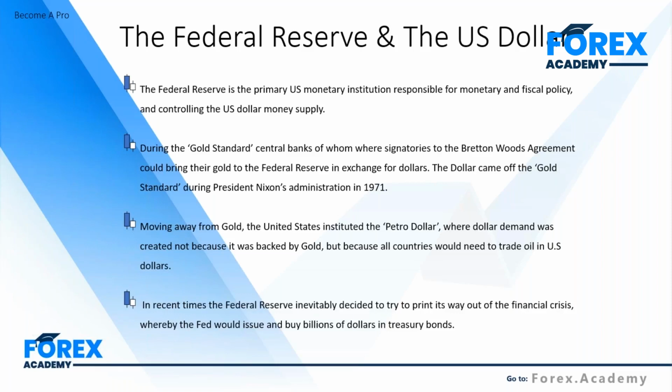In recent times, we're aware of the financial crisis. The Federal Reserve decided to try to print its way out of the financial crisis, whereby the Fed would issue and buy billions of dollars in treasury bonds. We're going through the cycle of the Fed here.